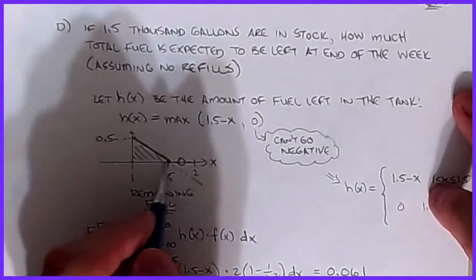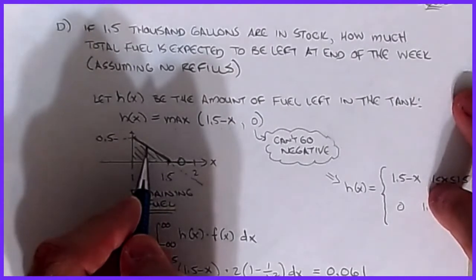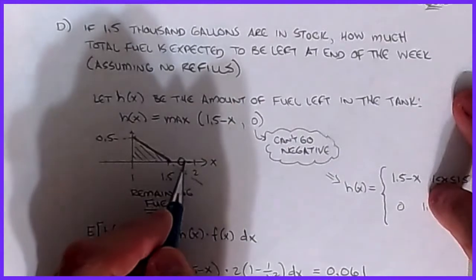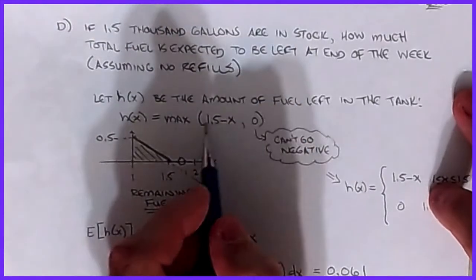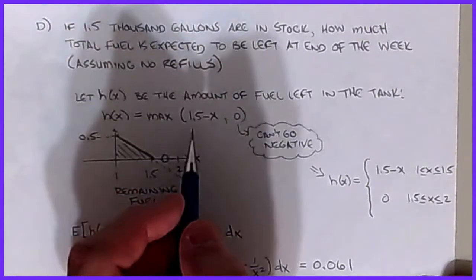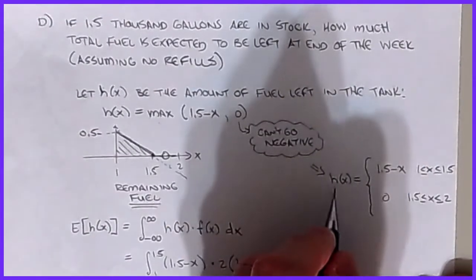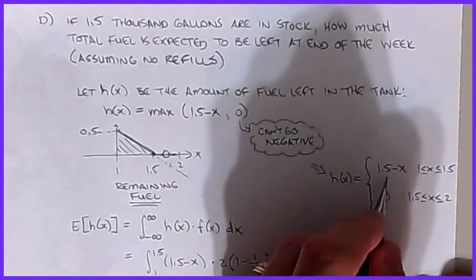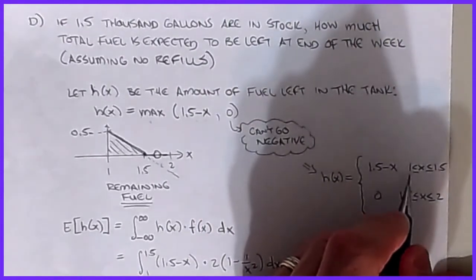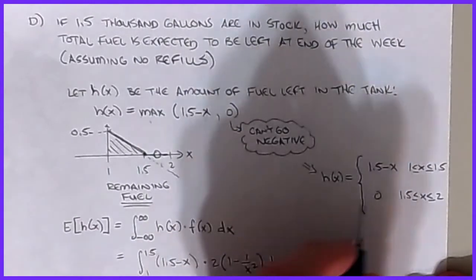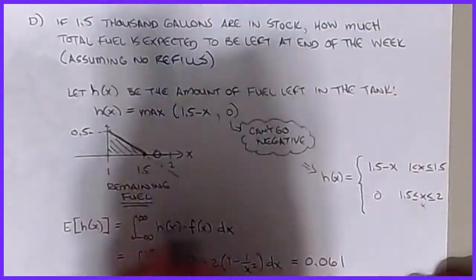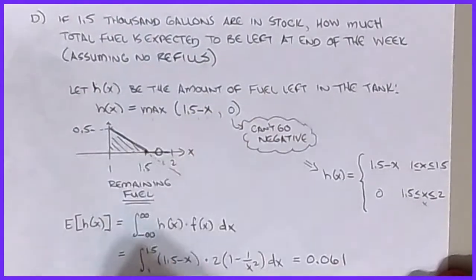If I'm over on this side, the max is always the value on this line. If I'm over on this side, instead of being here, my max is always 0. That's the way we can define this. With this max operator, I can define h of x as being 1.5 minus x when x is between 1 and 1.5, and it's 0 when I'm between 1.5 and 2, because if I have a demand out here, I've drained the tank and it goes negative.